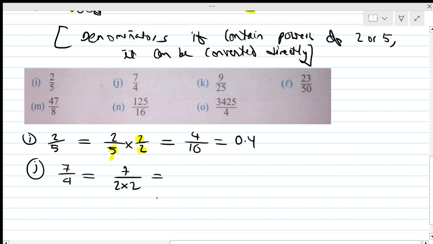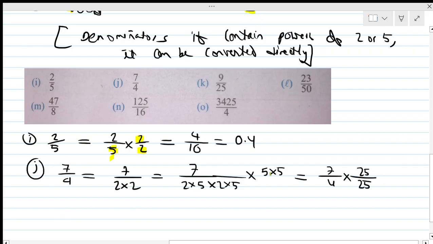4 you break, you write 2 into 2, and now for each 2 you multiply by 5. So first 2 you multiply by 5, for the second 2 also you multiply by 5. So by 5 we have multiplied 2 times, so it's 25. Above also we multiply 5 and 5. So to make 7 by 4, it's 7 into 25 by 4 into 25. Above also we multiply by 25. 5 into 5 is 25, and this 5 into 5 is also 25. So by 25 we are multiplying here.